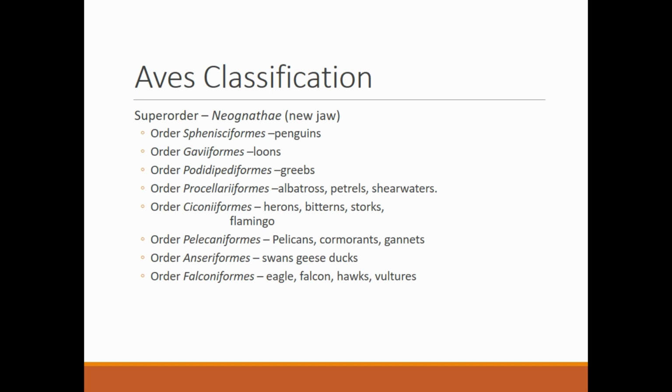Continuing on with classification of Aves, superorder Neognathae, the new jaw. Other orders are order Sphenisciformes, the penguins, Gaviiformes, the loons, Podicipediformes, the grebes, Procellariiformes, the albatross, petrels, shearwaters, and I'm probably pronouncing some of these just a little incorrectly, but bear with me. Order Ciconiiformes, the herons, bitterns, storks, and the flamingos. Pelecaniformes, I bet you can figure that one out. That's the pelicans. Anseriformes, swans, geese, ducks, and Falconiformes. These are your birds of prey: eagles, falcons, hawks, and vultures, aka your raptors.